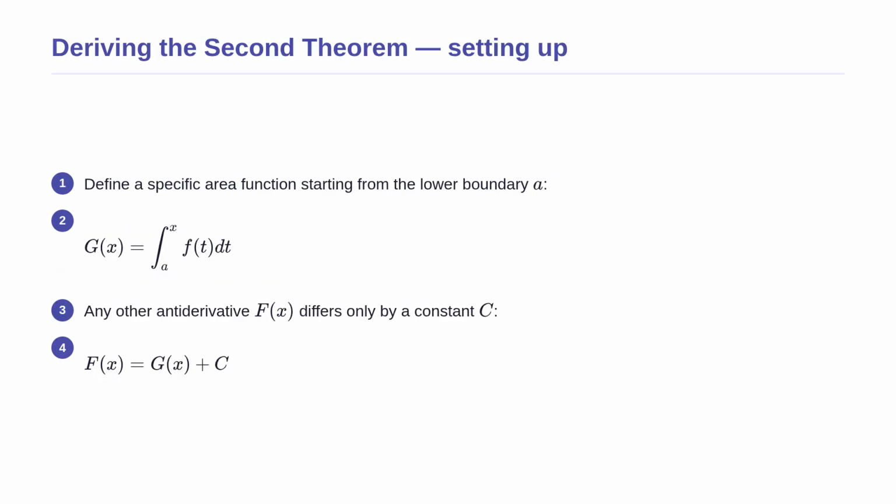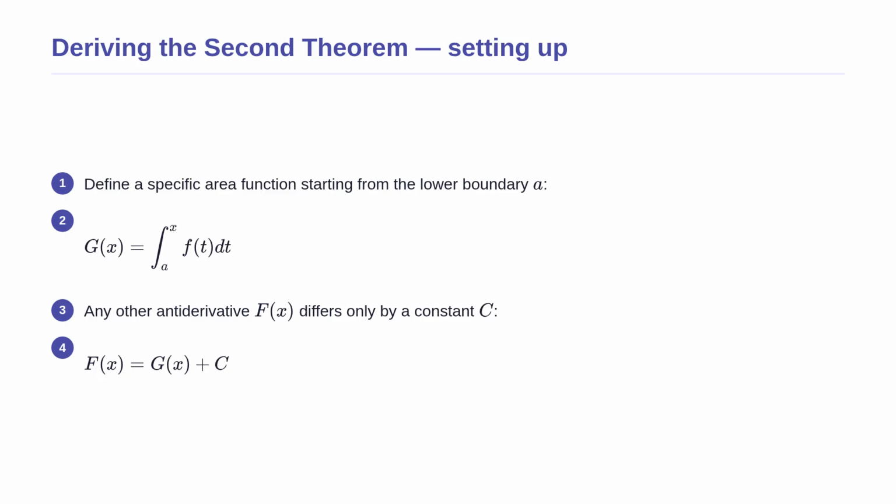Now that we have seen how incredibly useful this shortcut is for calculating areas, let us prove why it works by building directly on our first theorem. We start by defining a specific area function, g of x, that accumulates area starting from our lower boundary a. By the first theorem, we already know that g is an official antiderivative of our curve.